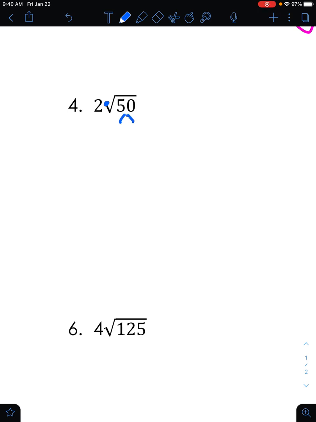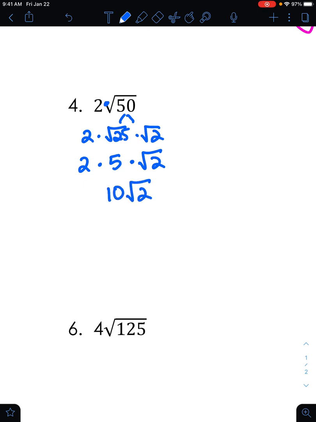Okay, so perfect square method. So keep your 2 in front. 50 is 25 times 2, and 25 is a perfect square. So this 2 will come down here. The square root of 25 is a 5. Square root of 2 stays the square root of 2. So now that 2 and 5 are out of the radical, they can be combined into 10 square root of 2.